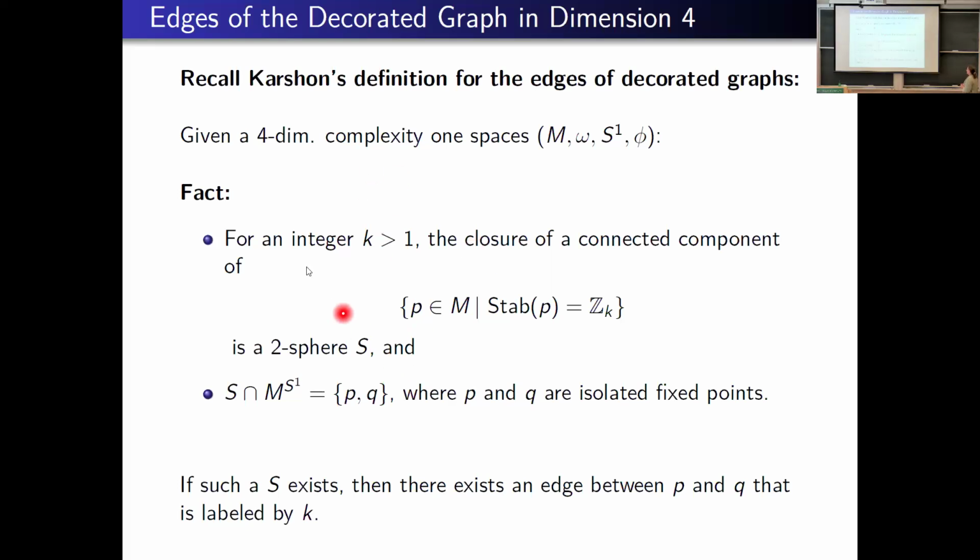I would like to recall Karshon's definition for the edges of the decorated graph. Let us start by assuming that we have a 4-dimensional complexity 1 space. Then the fact is that for an integer k greater than 1, you consider the points whose stabilizer is not trivial but is the finite group Z_k, and the closure of any such connected component is a two-sphere. The intersection of this closure with the fixed point set is the union of two fixed points, and these are isolated fixed points. Whenever there exists such a sphere, there exists an edge between P and Q that is labeled by k.